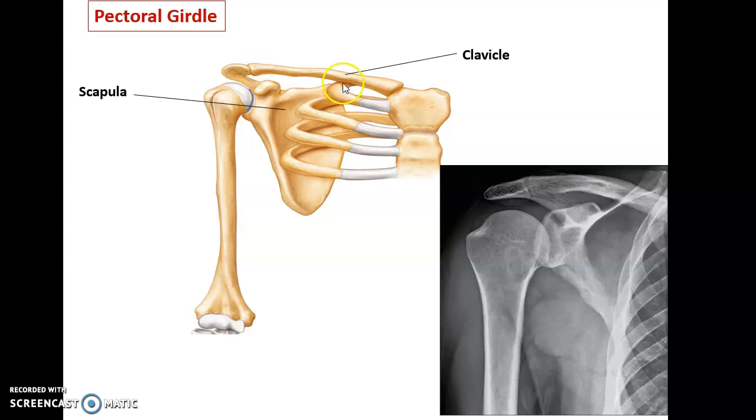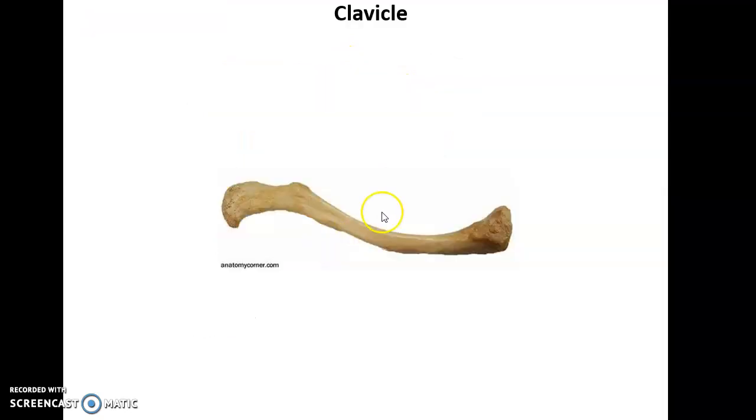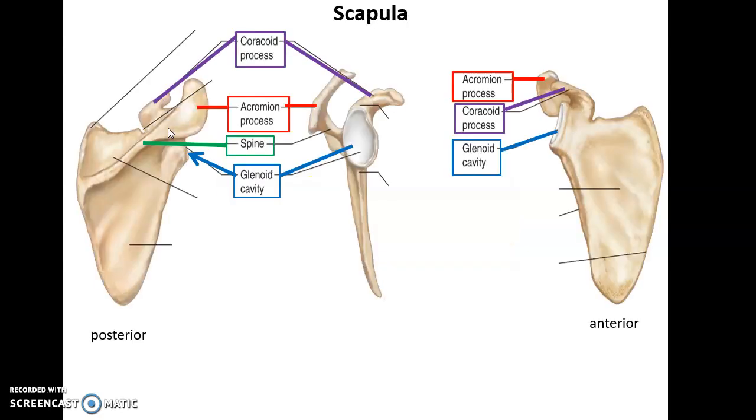The pectoral girdle is the structure that attaches the upper limbs to the axial skeleton. The two bones that make up the pectoral girdle are the scapula, which forms a joint with the humerus, and the clavicle, which forms a joint with the sternum. So this is the actual place where that attachment to the axial skeleton occurs, between the clavicle and the sternum. Here's the clavicle, a kind of S-shaped bone.